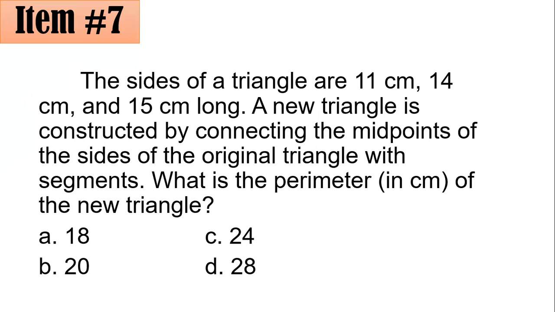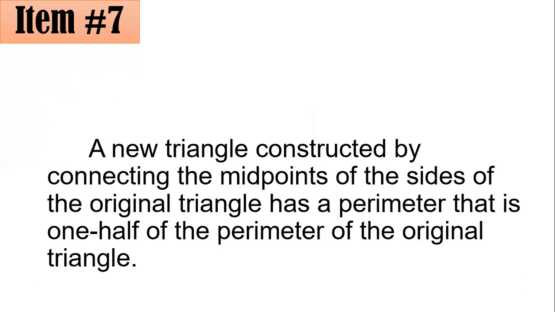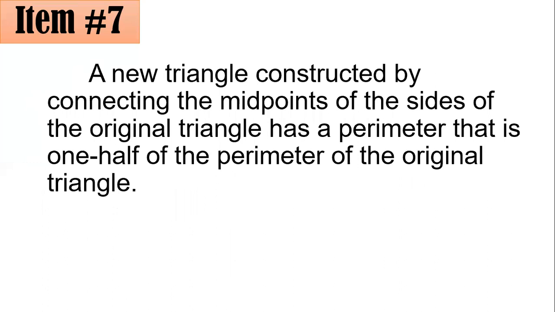And remember this, based on the midline theorem, if you locate the midpoints of any 2 sides of a triangle, and if you connect them, then expect that the segment formed is half the measure of the third side. It's parallel to it, and at the same time, it's half the measure. So a new triangle constructed by connecting the midpoints of the sides of the original triangle has a perimeter that is 1/2 the perimeter of the original triangle.